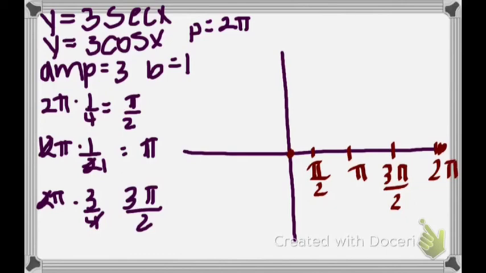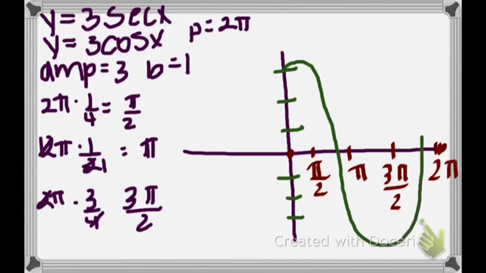So we look at the graph and you look at our amplitude. Our amplitude is 3, so 1, 2, 3. We start from 3. So make a curve here. And then we make it on the other side as well.